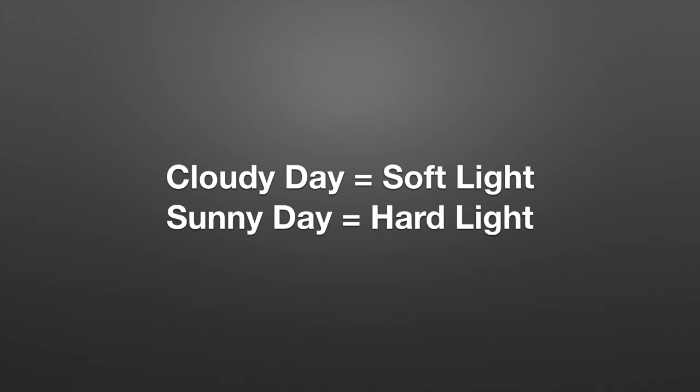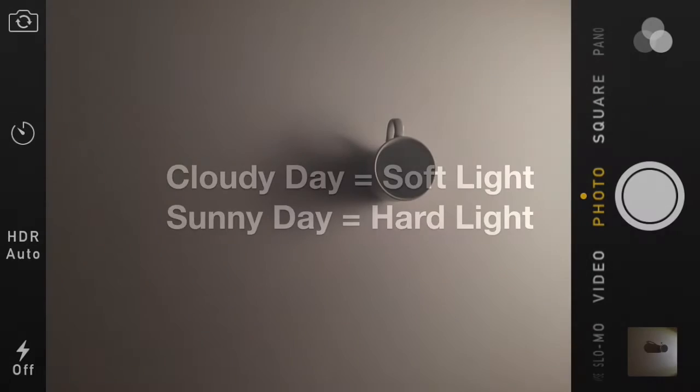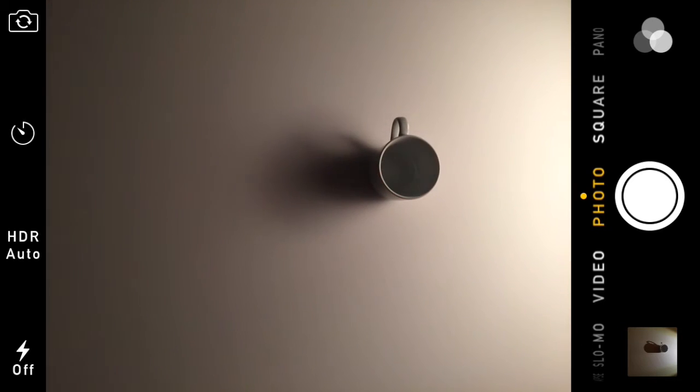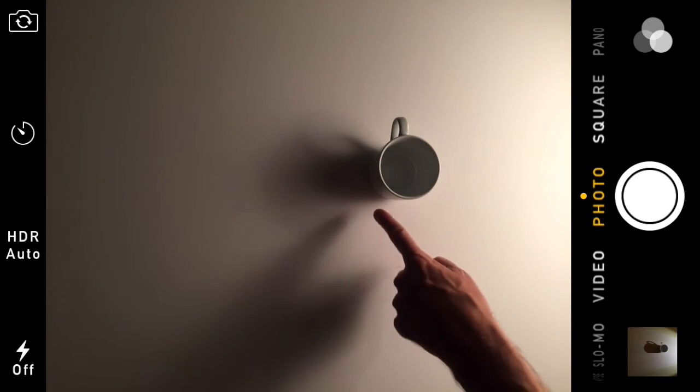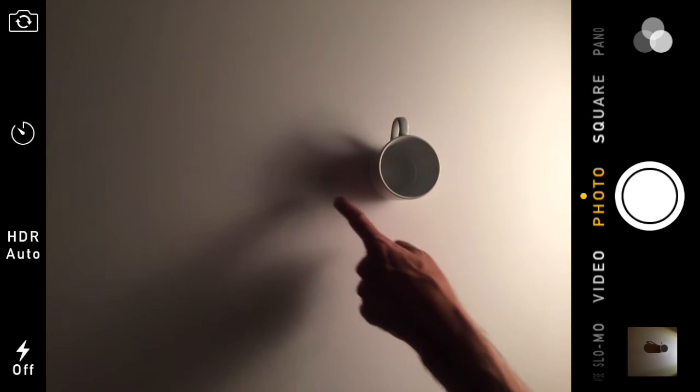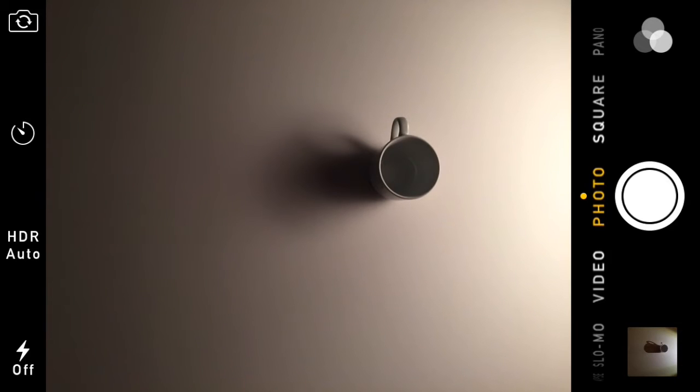Let's take a look at a demonstration so you can see what I'm talking about. First, let me show you what soft light looks like. Here I have a teacup that I got from my kitchen, and you can see that it is casting a soft light. We know that because the shadows over on the left there have a very gradual transition from light to dark. The shadow is not exactly in the shape of the teacup.